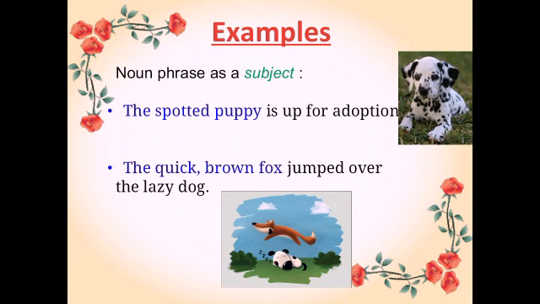The quick brown fox jumped over the lazy dog. Okay? Here, what is the noun phrase? Correct. The quick brown fox. How is the fox being described? Yes, the fox is quick and brown. Okay?